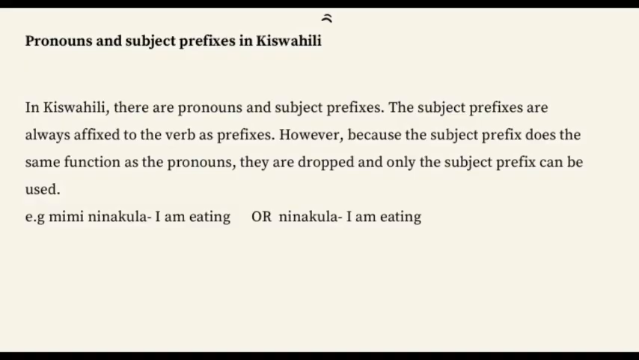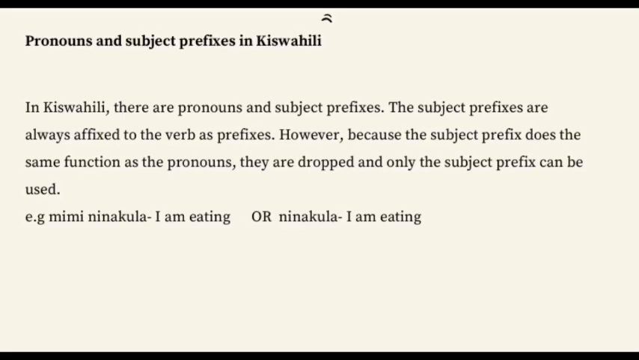So remember that we said Kiswahili has pronouns, and these pronouns have their subject prefixes. It means that in English, instead of saying I am eating, it is translated in Kiswahili as ninakula. It means mimi, then the ni will come again. So mimi, ninakula.